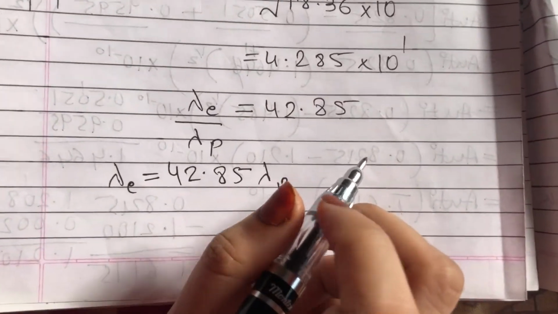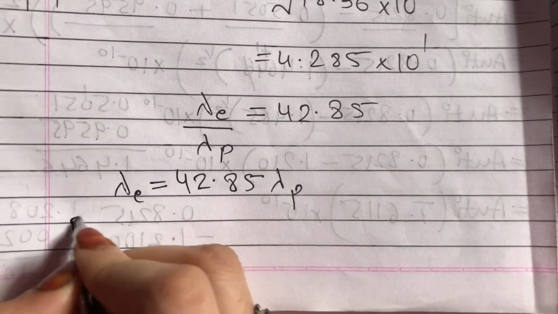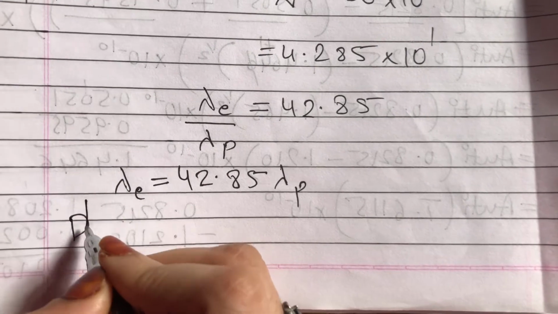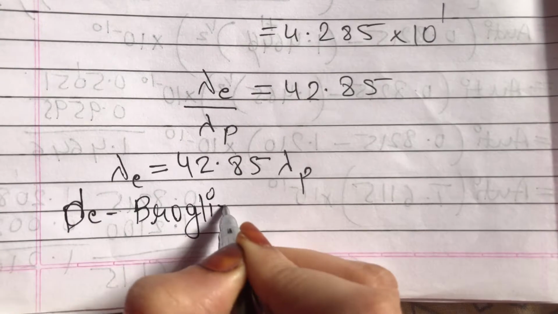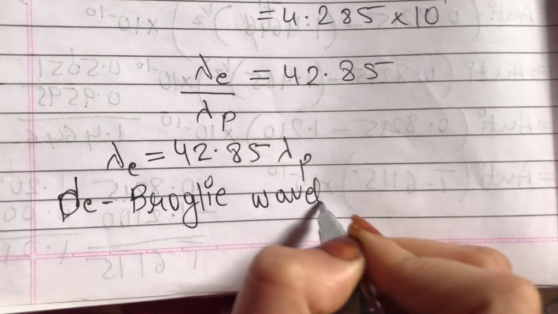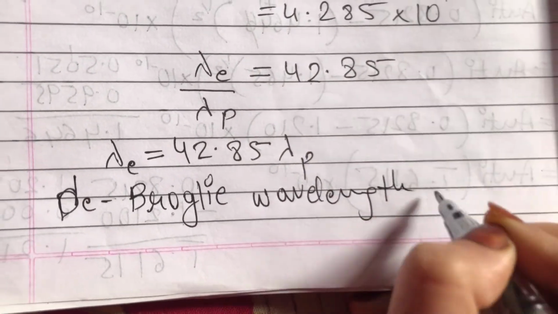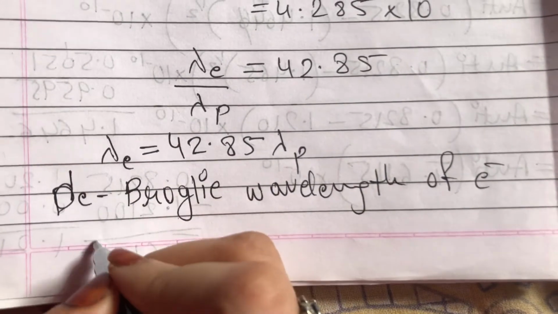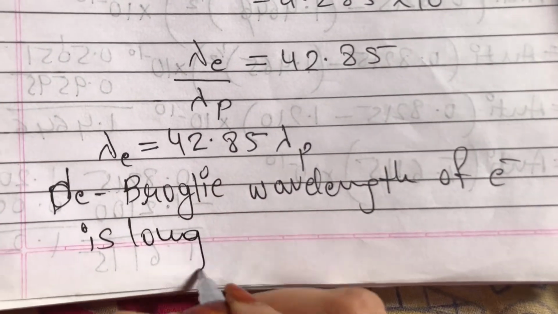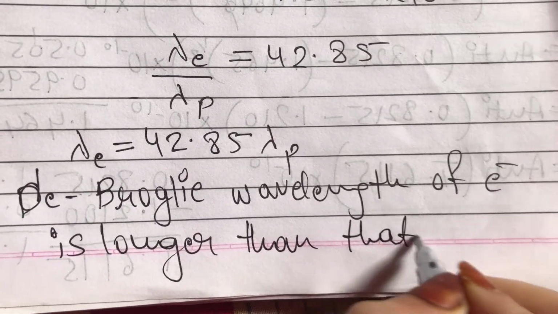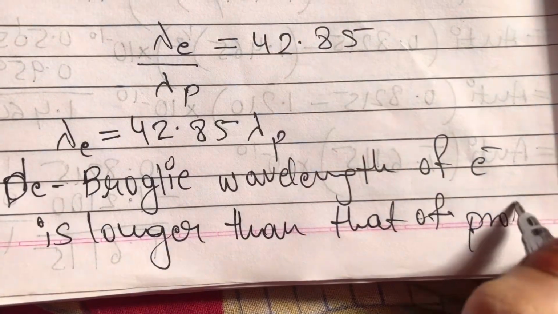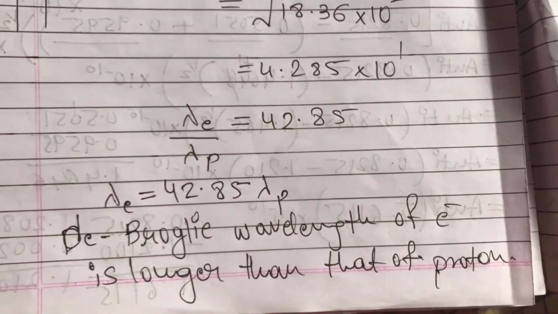Again in this case, de Broglie wavelength of electron is longer than that of proton. So we have completed the second step.